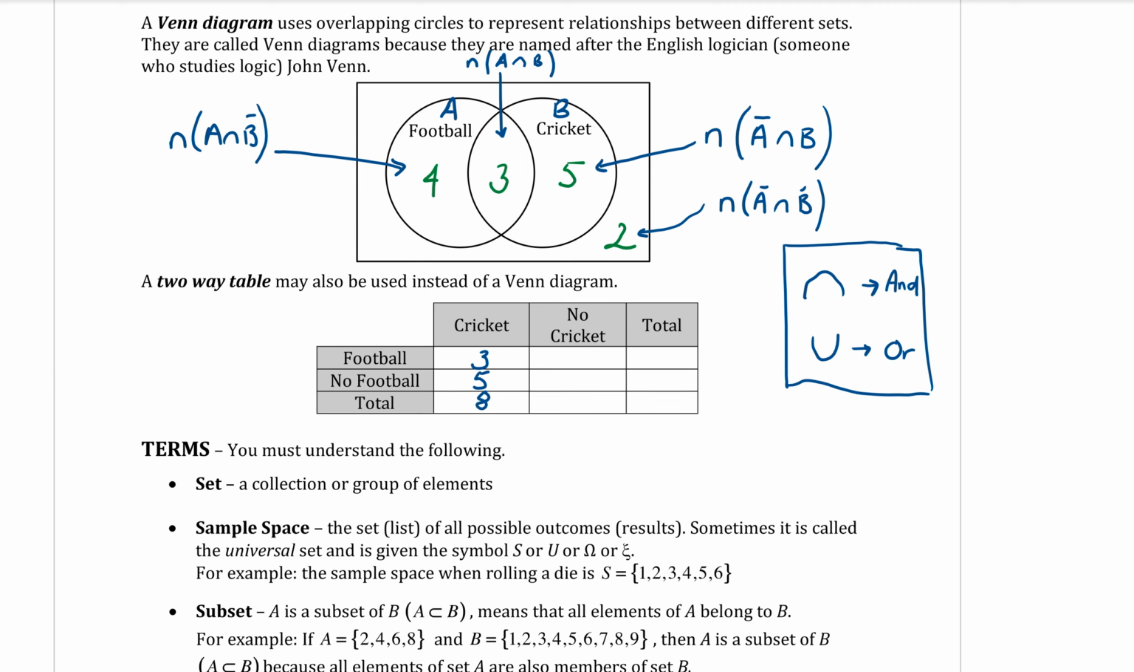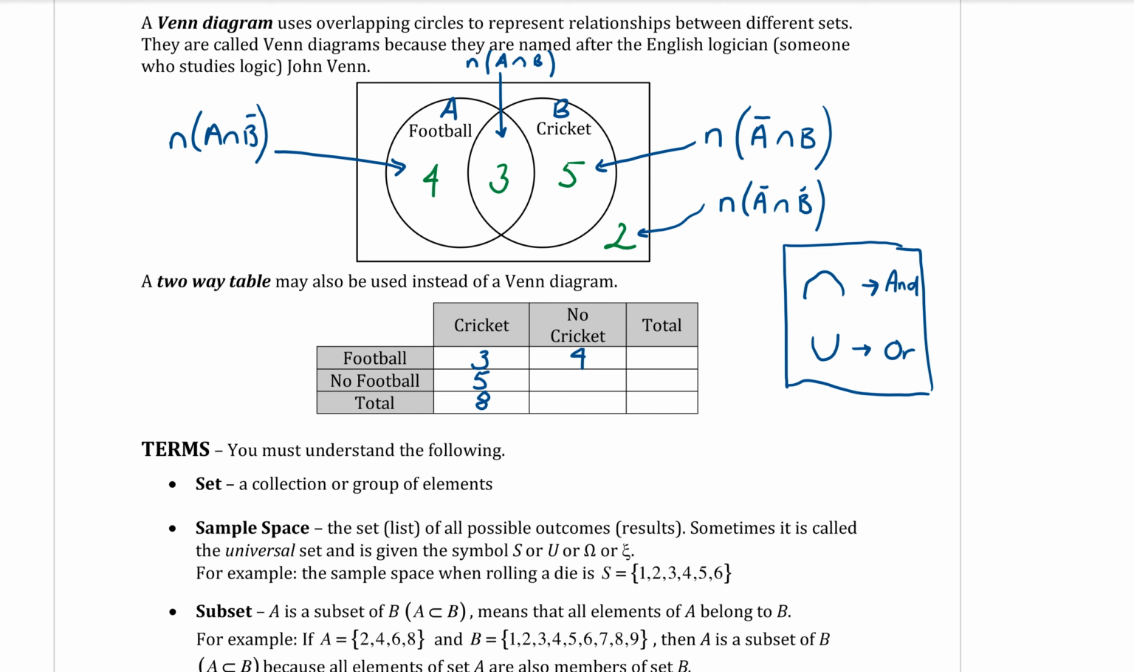Now let's work on the second column. So the second column is they play football, but they don't play cricket. So we're looking at our football circle, but no cricket, which means we don't want the 3, which means that would just be the 4.